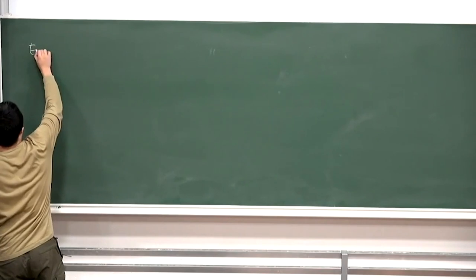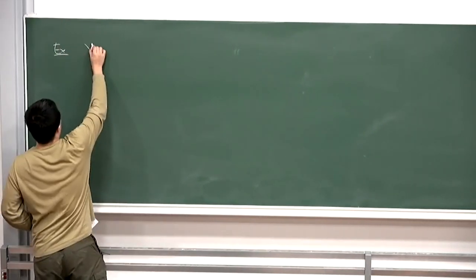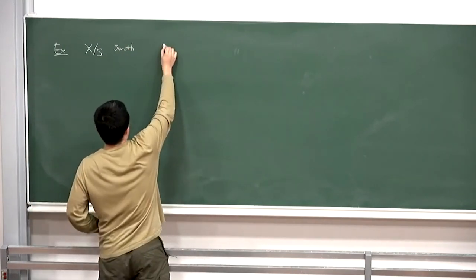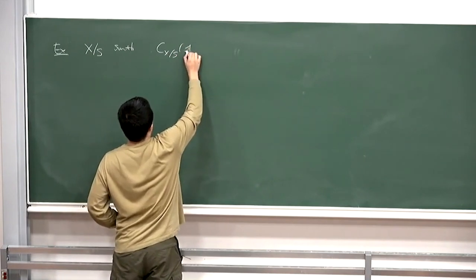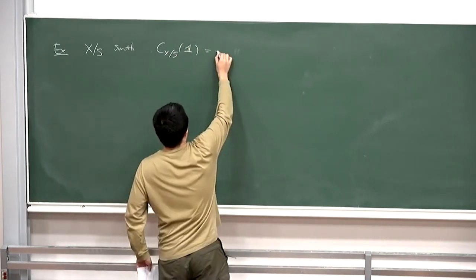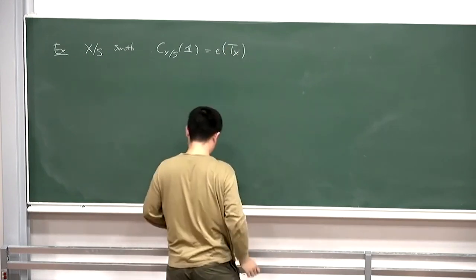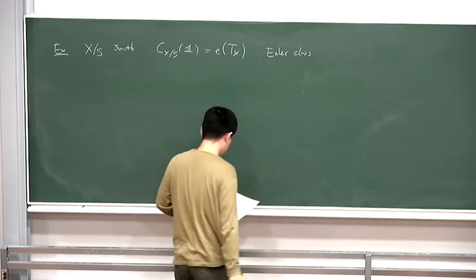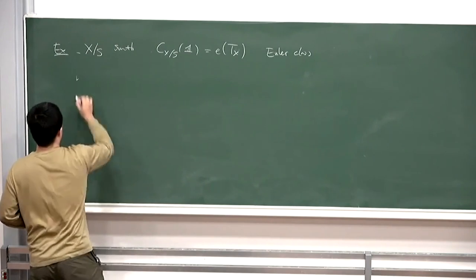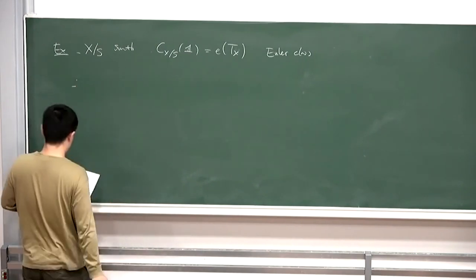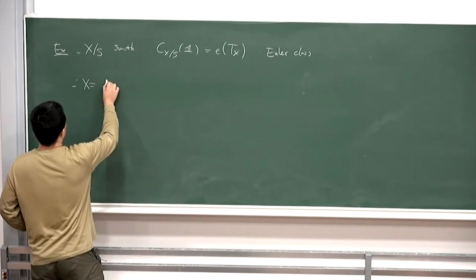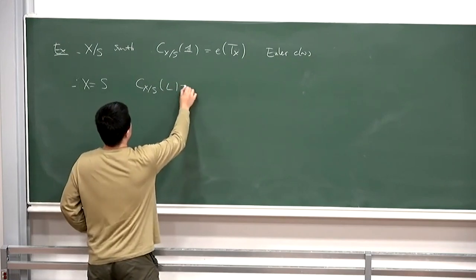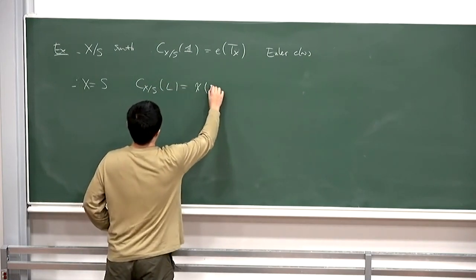So for example, if X over S is smooth, then you could look at C_{X/S}, the unit. Then this is nothing but the Euler class of the tangent bundle over X. And if X equals S, then this C_{X/S} is just the Euler characteristic of L.